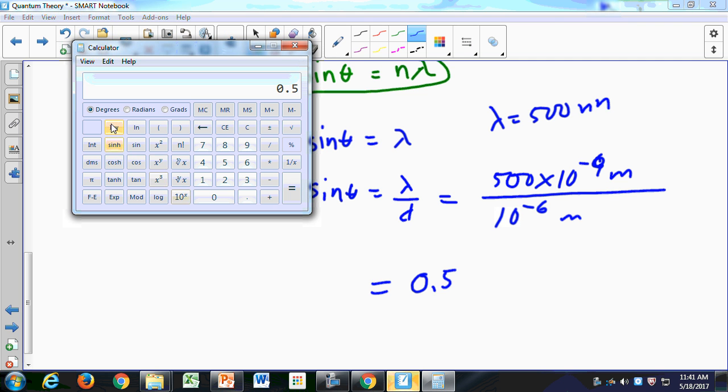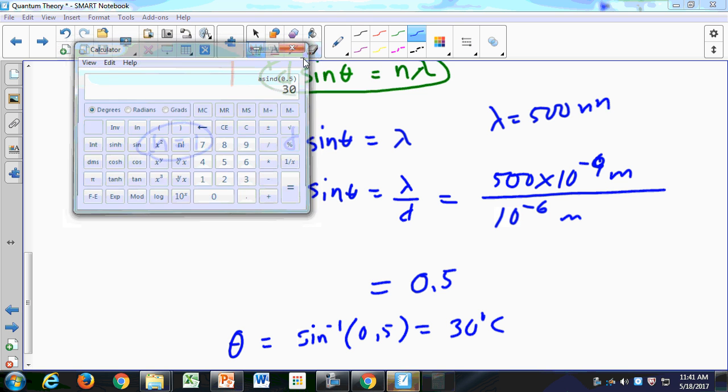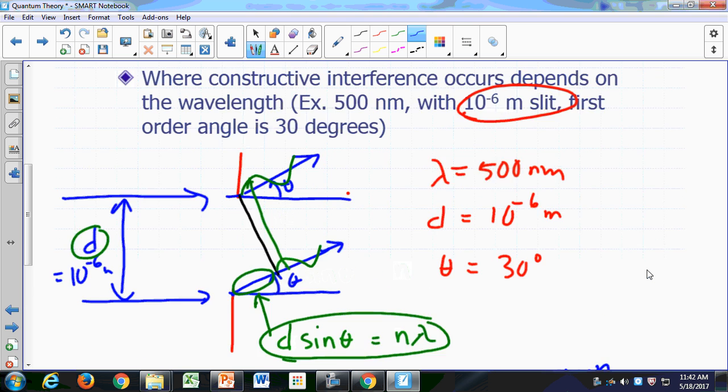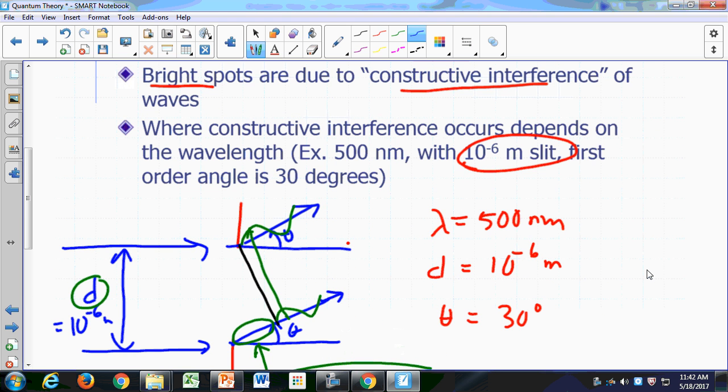And the inverse sine, or arc sine, of 0.5 is 30 degrees. That's your value of theta. You can see the angle at which constructive interference occurs depends on the wavelength and the slit size. So you can use this information to determine wavelengths of the different colors of light. This is how you come up with numbers for color, a way to measure color.